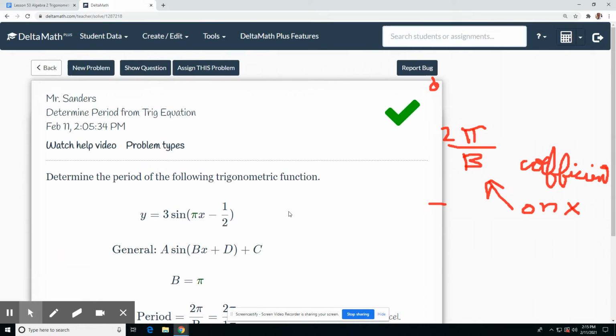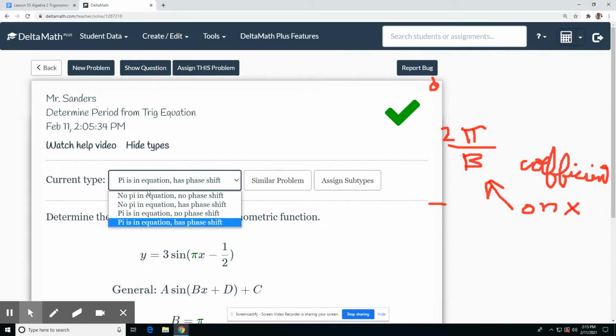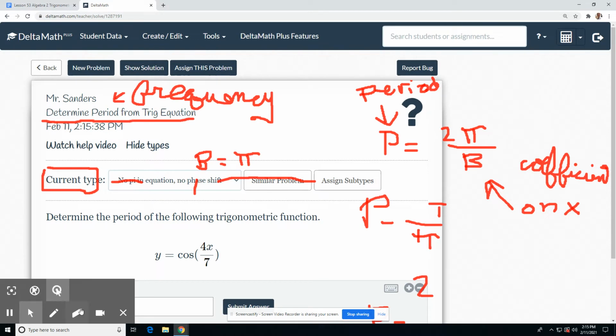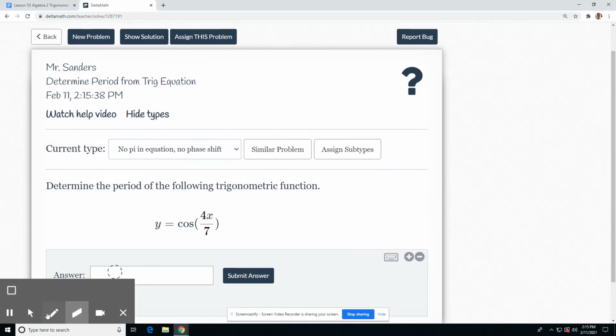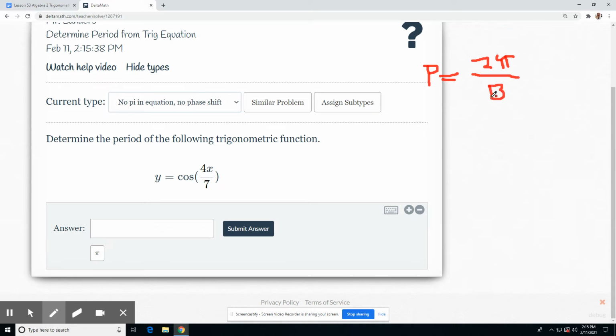Okay, so let's take a look at a different kind of problem. No phase shift in this equation. So for these, what do we always write? Our foundation. What's the foundation? The formula. What's the period equal to again? Do you remember? 2 pi divided by capital B.